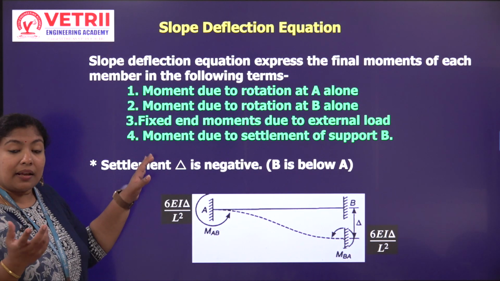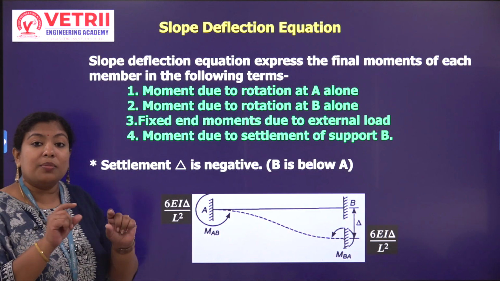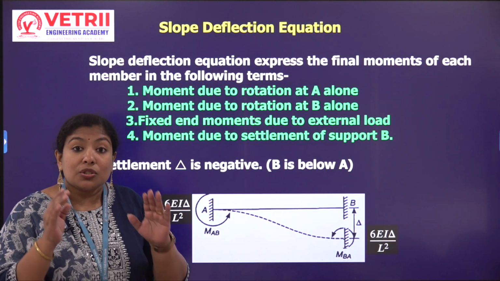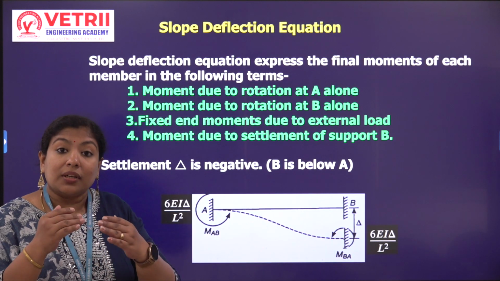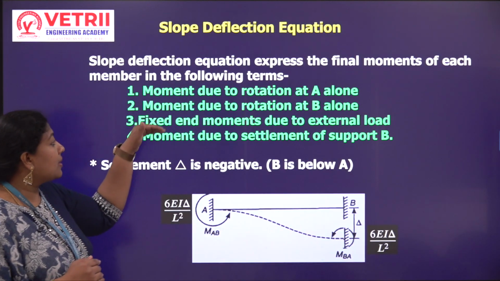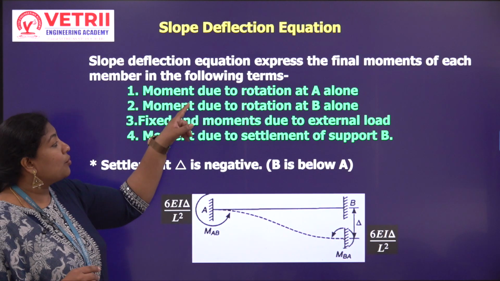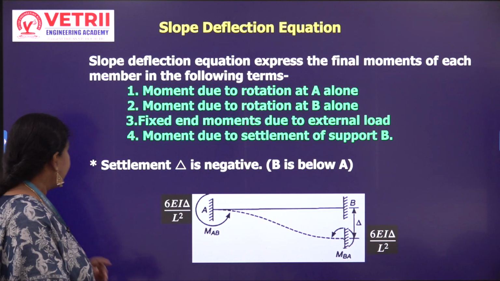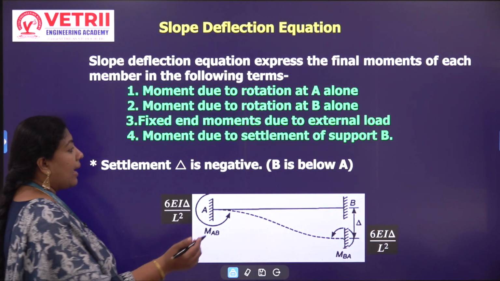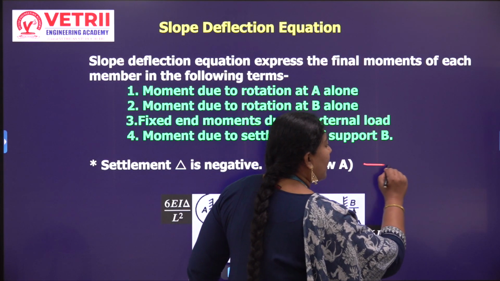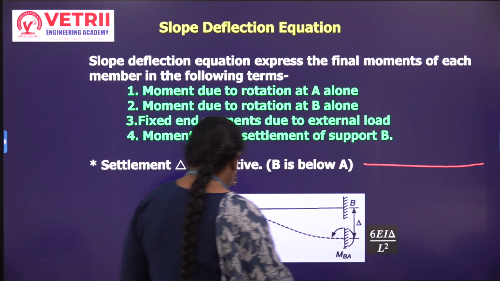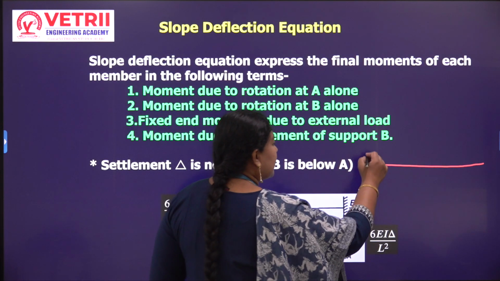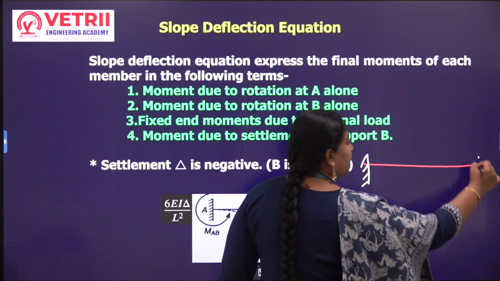They can ask a question: how many terms are there in a slope deflection equation? Totally 4 terms. Based on what do those 4 terms come? Okay, so this is the reason. First one, moment due to the rotation at A alone. Suppose you are having a member A and B, in which one end is fixed, another end is fixed.